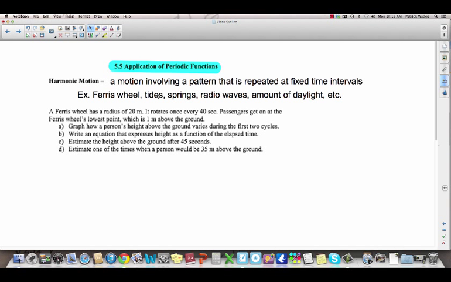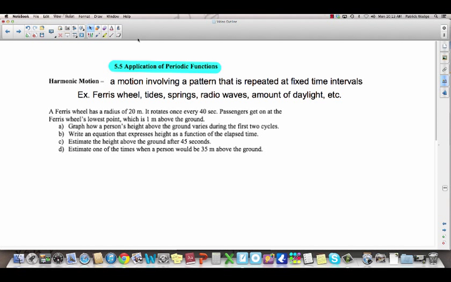The tides, they go out, they come in, they go out, they come in. Springs, like you pull a spring down, then you let it go, it goes up, goes down, goes up, down. Radio waves, the amount of daylight, right? Throughout a year, there's more and more daylight, then less and less daylight, and then more and more daylight, like that. Okay, so these are the sort of questions we're going to do.